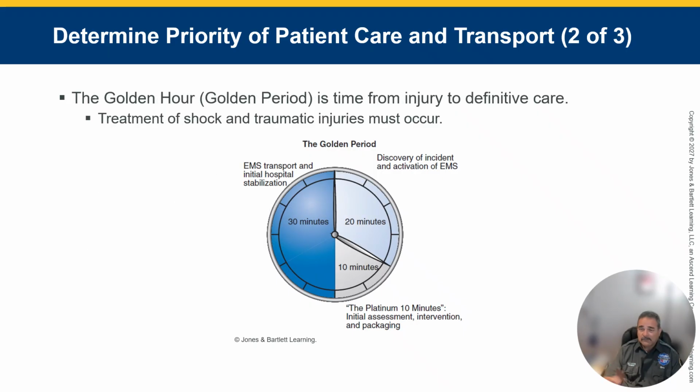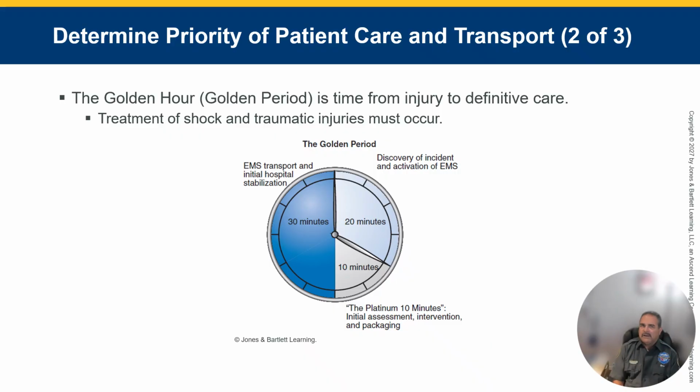So the golden hour or the golden period is the time from the injury to definitive care. Treatment of shock and traumatic injuries must be recognized and treated as early as possible. As it shows here, your first 20 minutes is discovery of the incident and activation of EMS. And then we have what's called the platinum 10 minutes. That's when you get on scene and you actually start to assess the patient and provide intervention. You get them to the transport, you get them to the hospital.